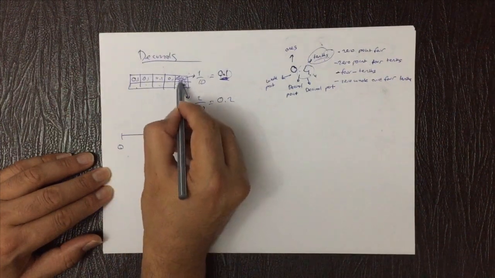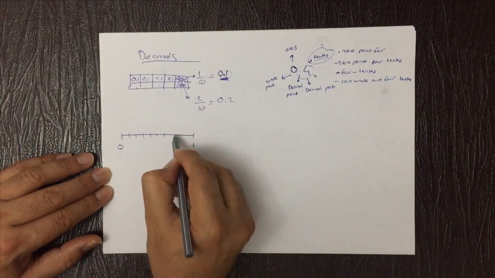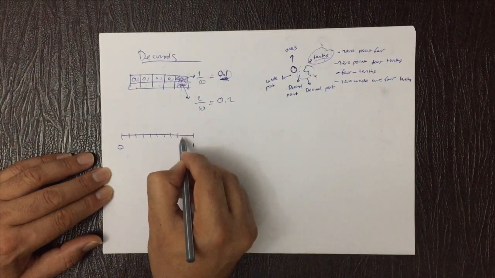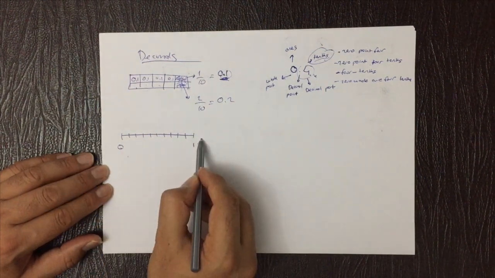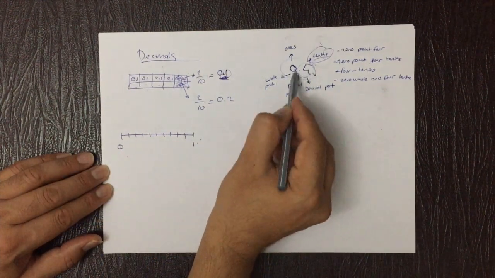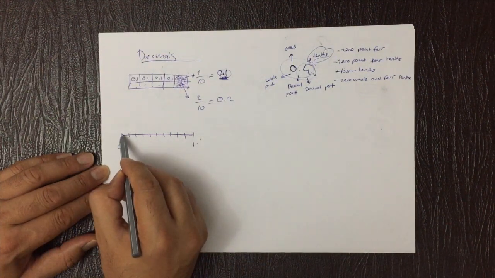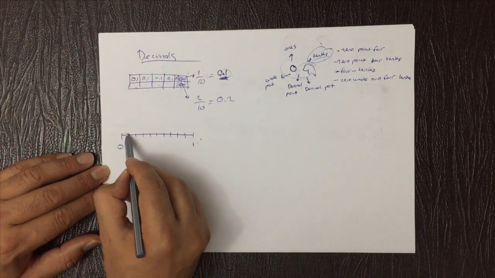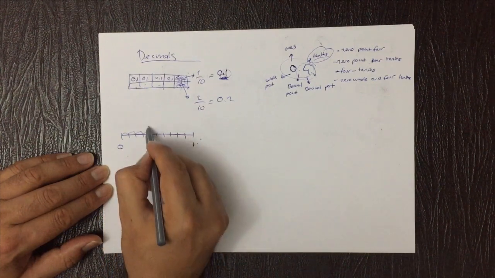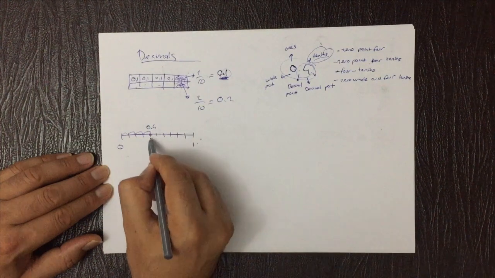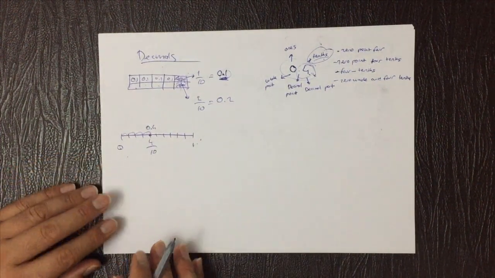Look how many pieces. 1 2 3 4... 1 2 3 4 5 6 7 8 9 10. 10 pieces this is. Let's show this 0.4. Where is this? All pieces were 0.1. So 1 2 3 4. Here 0.4 and here 10. Okay.